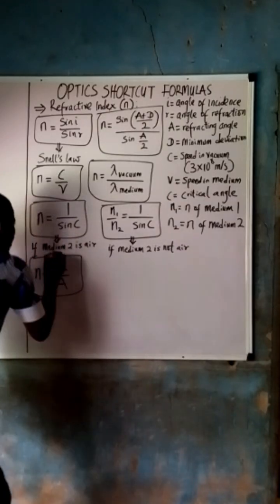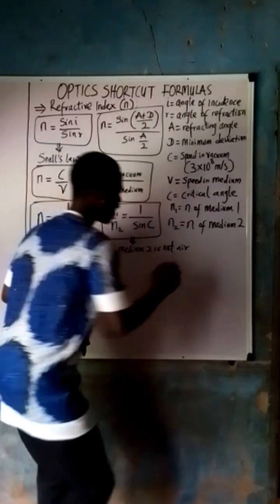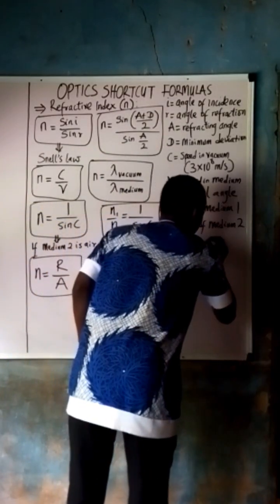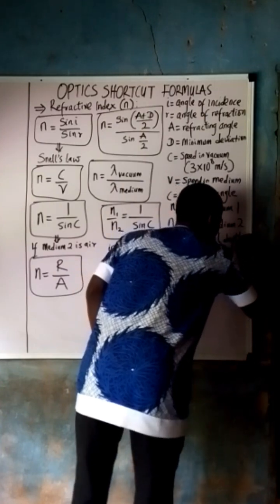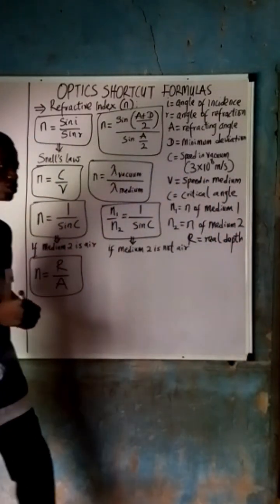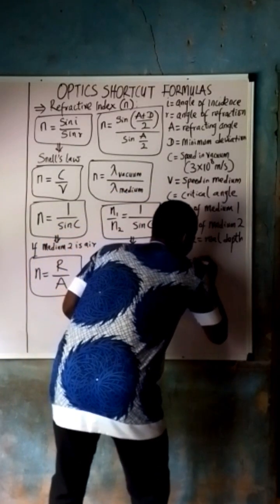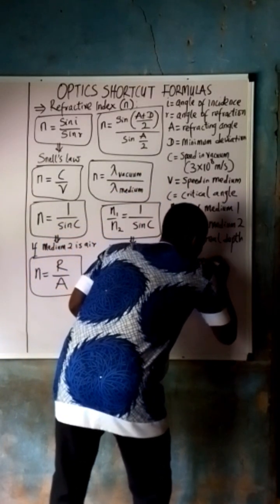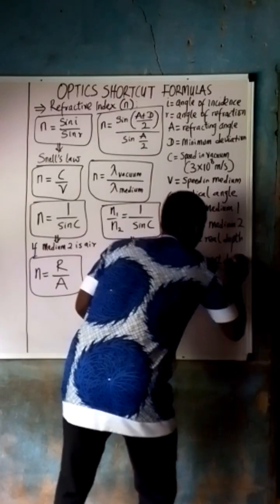Now, what does R stand for? And what does A in this case stand for? R here stands for the real depth. While A stands for something else. A stands for apparent depth. So if you know this, you are good to go.